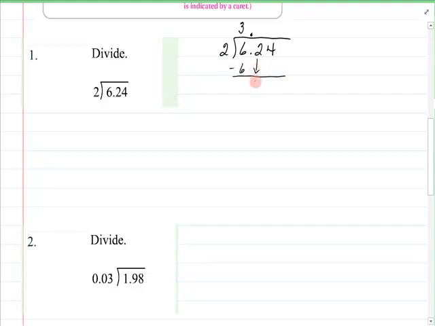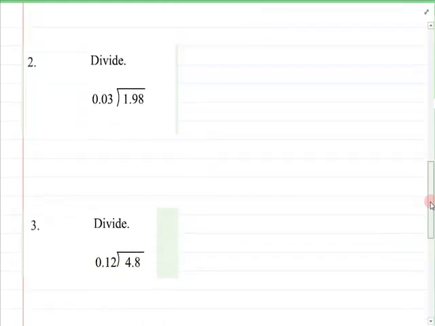Subtract, bring down the next number, which is a 2. 2 goes into 2 one time. 1 times 2 is 2. Subtract, bring down the last number, 4. 2 goes into 4 2 times. 2 times 2 is 4. And I believe, like I said, these problems are going to be rigged so that the remainders will be 0. So we just have to divide until it terminates at 0. So my quotient, my answer, is 3.12. All right, let's do another one.